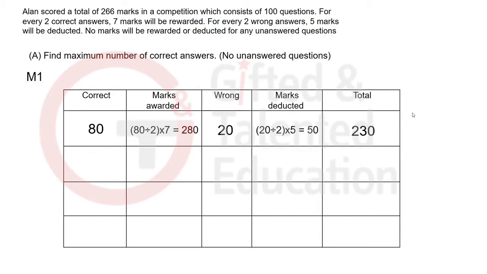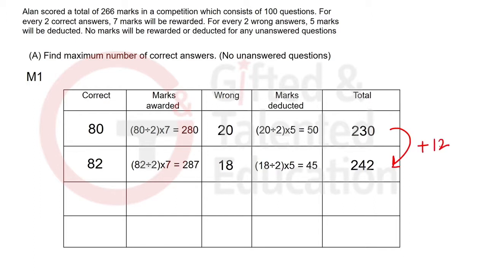We know that this is not his total score because his total score is 266 and 230 is smaller than 266. So we should try to increase the number of questions answered correctly. In this case, we try 82. So for 82 correct answers, the marks awarded would be 287, and the number of questions answered wrongly would be 100 minus 82, giving us 18, and the marks deducted would be 45. And the total score would be 287 minus 45, giving us 242. Again, this is not 266. However, we notice that we are getting closer to 266 by 12 marks.